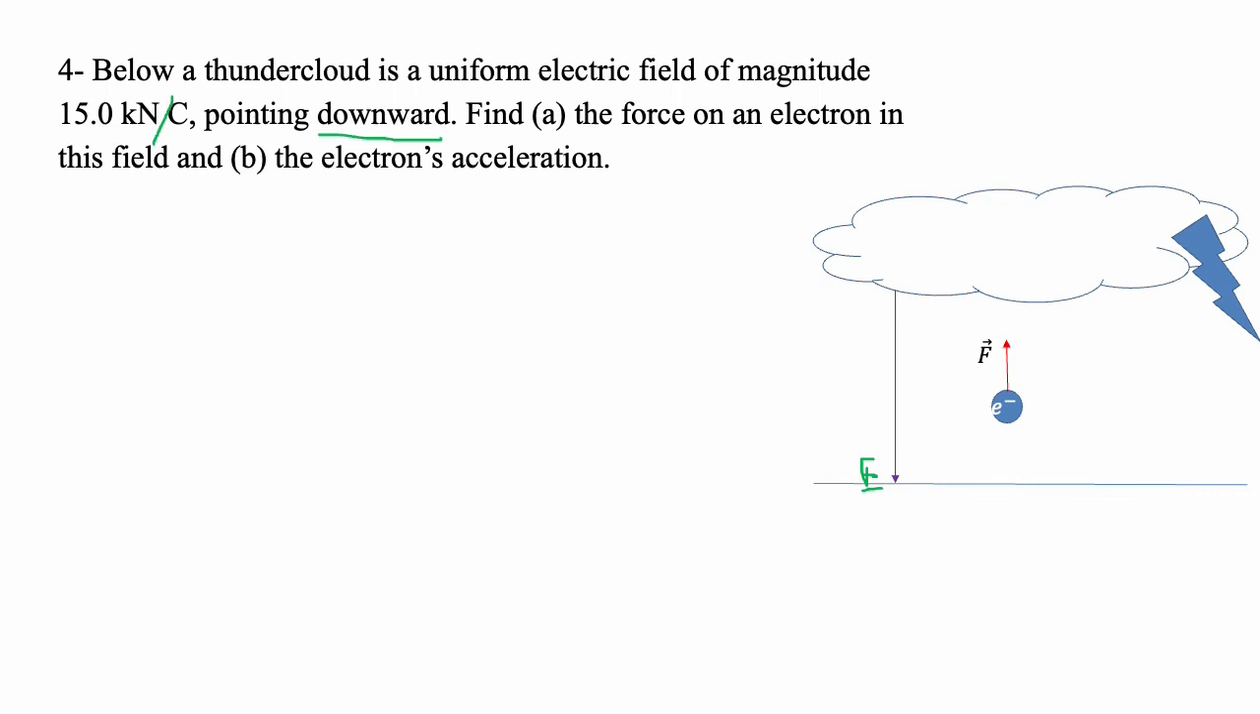Find the force on the electron and find the electron's acceleration. Here it's simple. I don't need to take axes, because I have only one force and one direction. I know the force is equal to qE, and it's directed upward because it's opposite to E. Newton's law tells us F equals ma, so the acceleration is upward and equal to F over m, so it's going to be equal to qE over m.